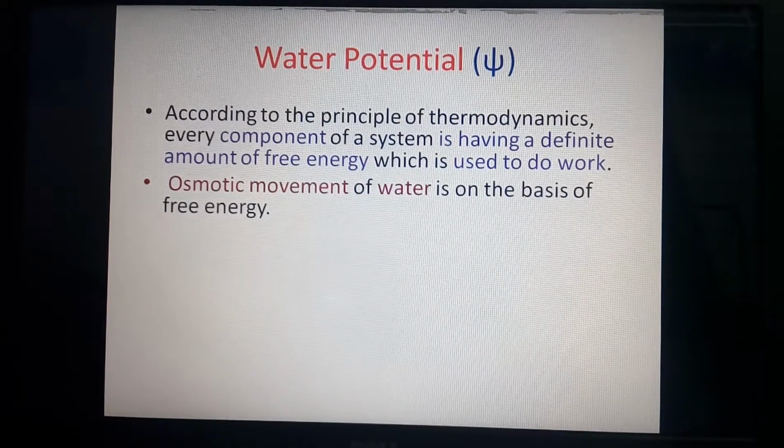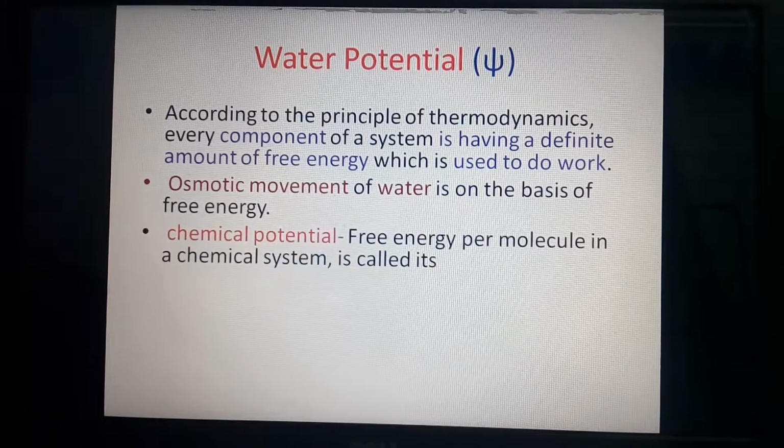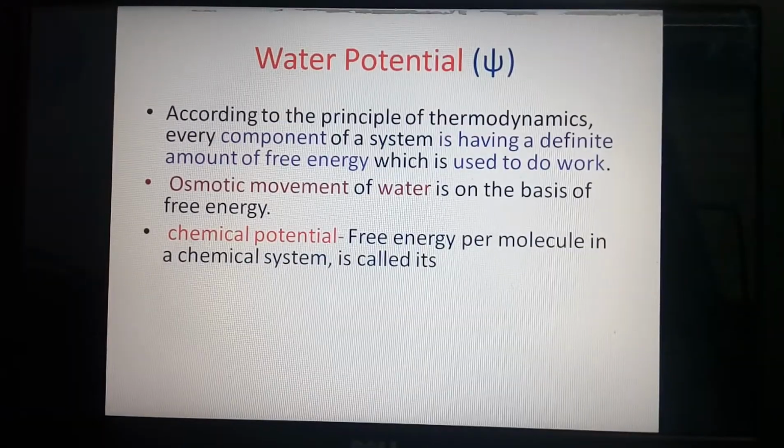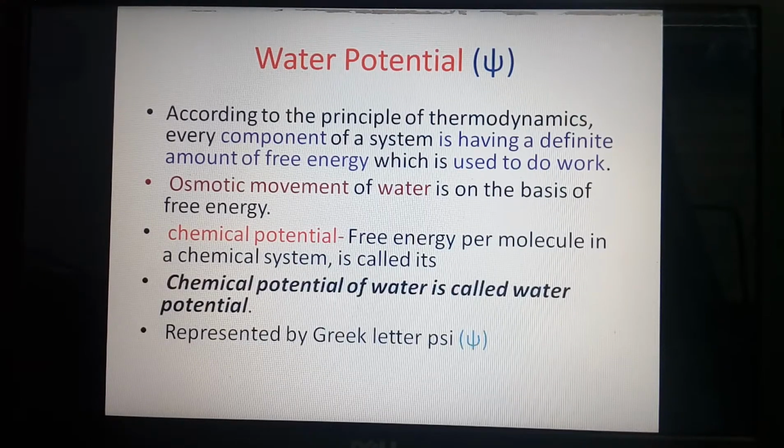The water potential of pure water is zero. When we add solute particles to that pure water, its water potential decreases. To know the water potential, we should first know the chemical potential. Chemical potential is the free energy per molecule in a chemical system. And the chemical potential of water is called water potential.